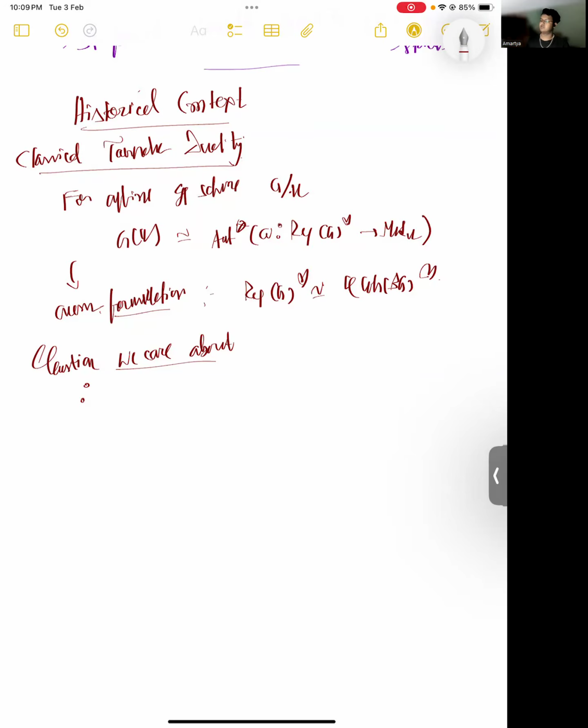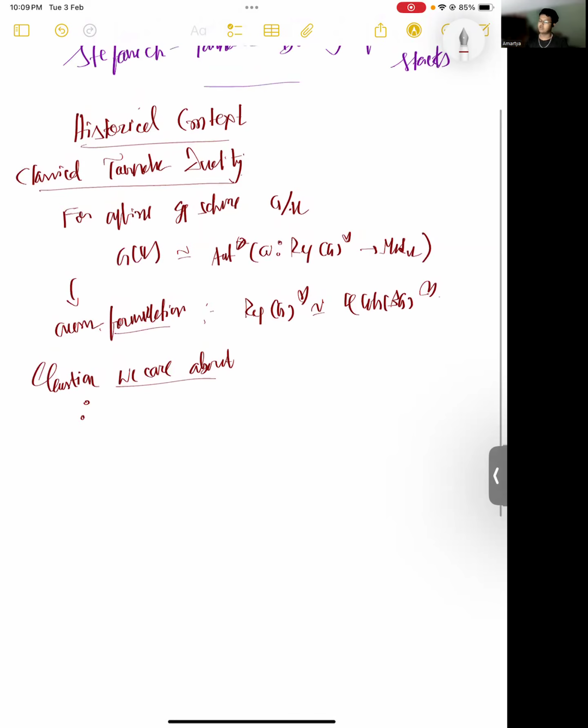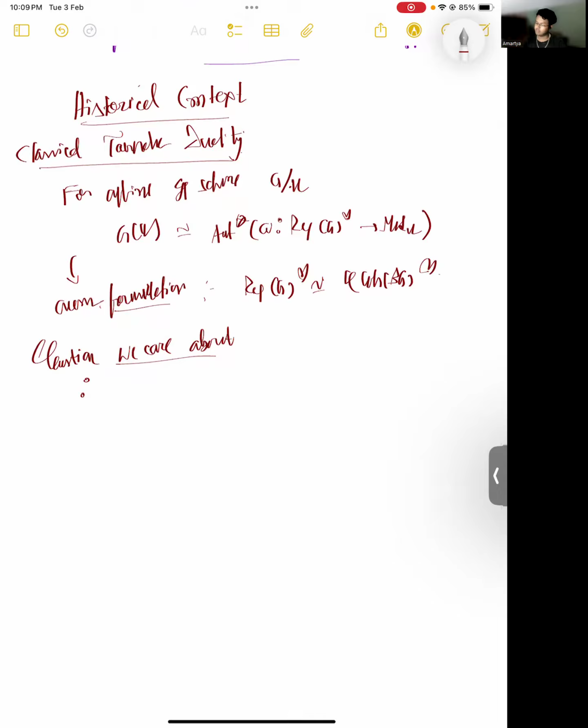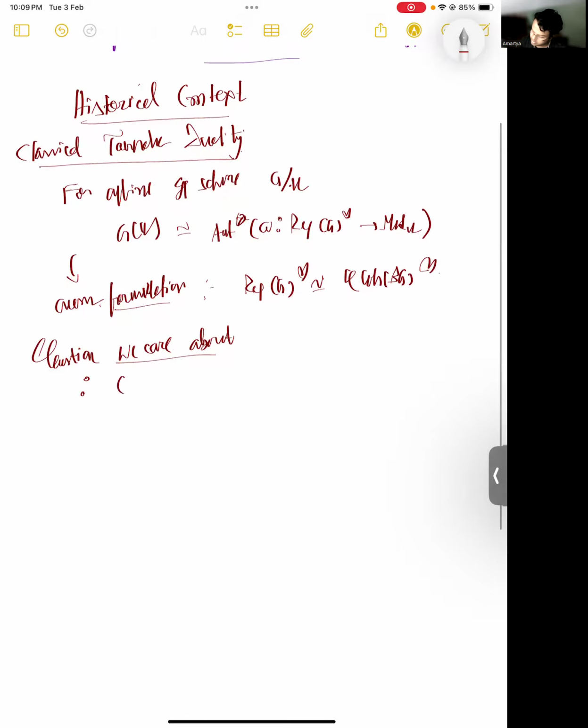So let's start with some historical context. I'll just recall what the classical Tannaka duality is. You start off with an affine group scheme G over K, then G(K) is equivalent to Aut of the fiber functor, these automorphisms. And then the geometric formulation is that the heart of Rep G is equivalent to the heart of QCoh(BG). So what is the question? The question that we care about is, can we recover BG from QCoh(BG) heart?